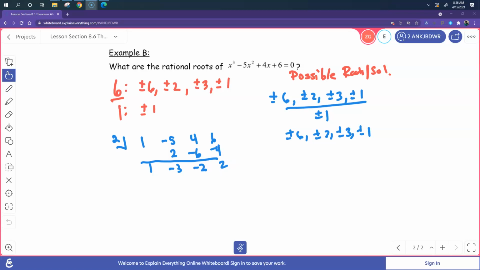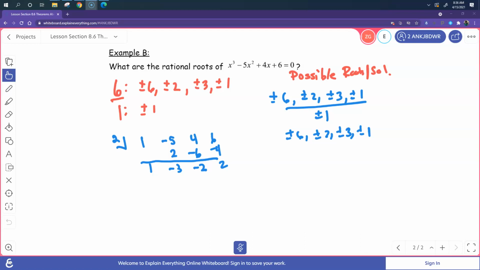But let's check again. We bring down the 1. 2 times 1 is 2. Negative 5 plus 2 is negative 3. Negative 3 times 2 is negative 6. You have negative 2 when you add. 2 times negative 2 is negative 4. So 6 plus negative 4 is 2. So 2 is not an answer.